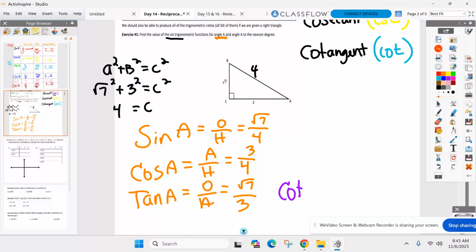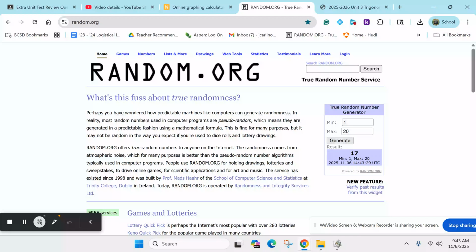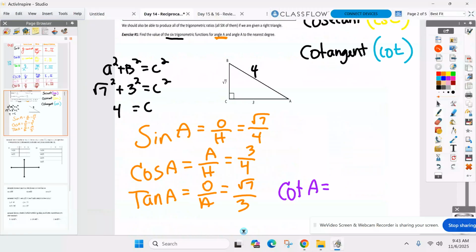Let's do cotangent A. We already have tangent. How are they related? Reciprocals. It's just flipped. So even if you don't remember OHA, you just flip tangent. So what's the cotangent of A going to be equal to? Jesse? Adjacent over opposite. Okay, which will be what? 3 over radical 7. There you go. And hey, remember, I just have to flip what I found. Just flip what you found.